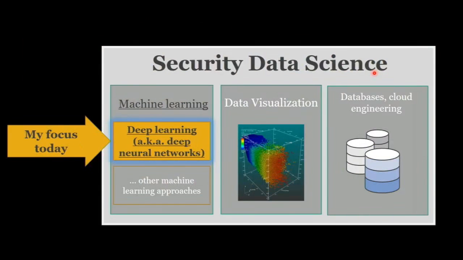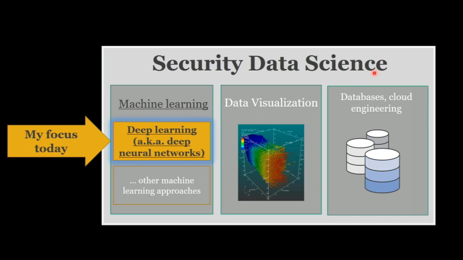Okay, so broadly, my talk today is focused on security data science. Narrowly, it's focused on neural networks. Neural networks, as a phrase, is synonymous with deep learning, deep neural networks. I'm going to use those phrases interchangeably throughout this talk. But I wanted to situate what I'm talking about today within the larger context of security data science.